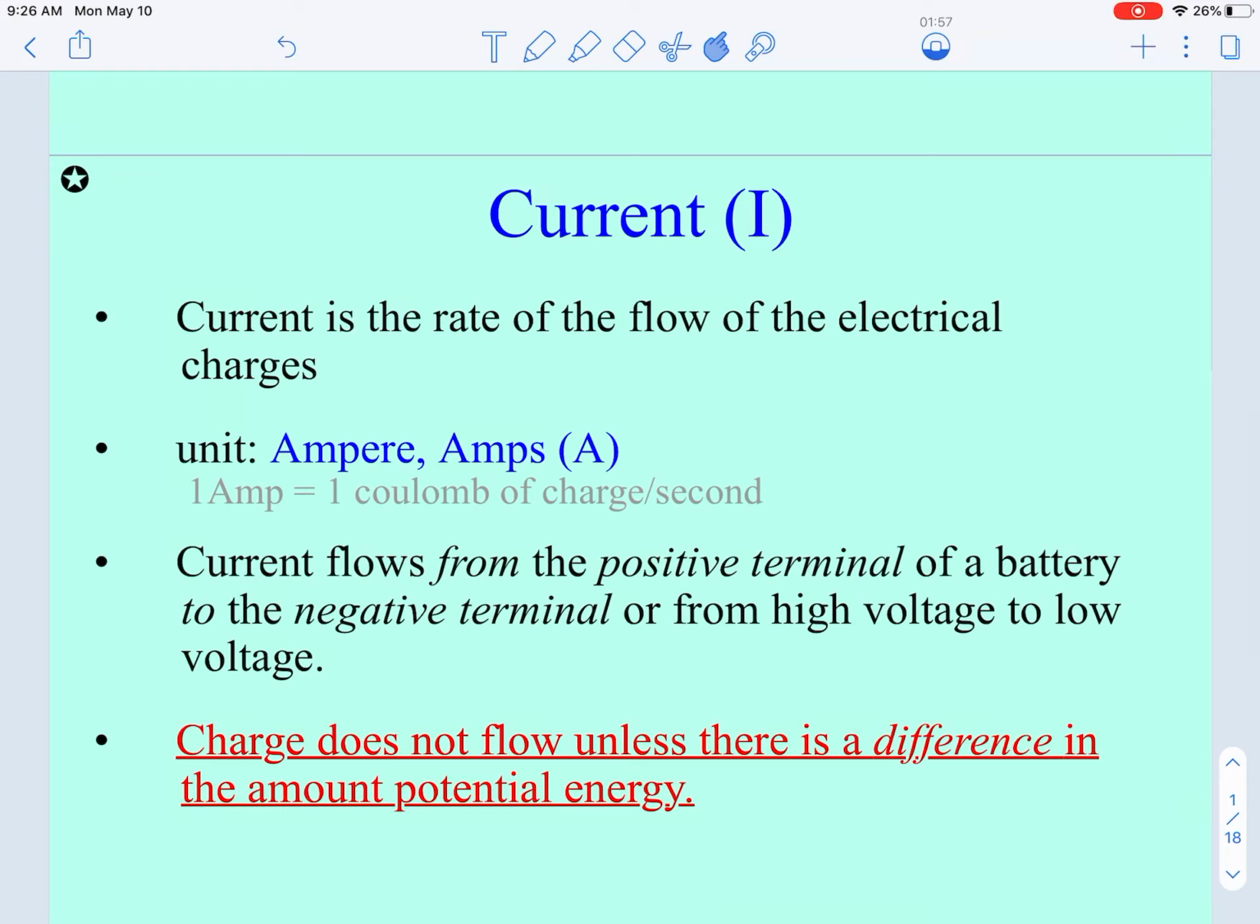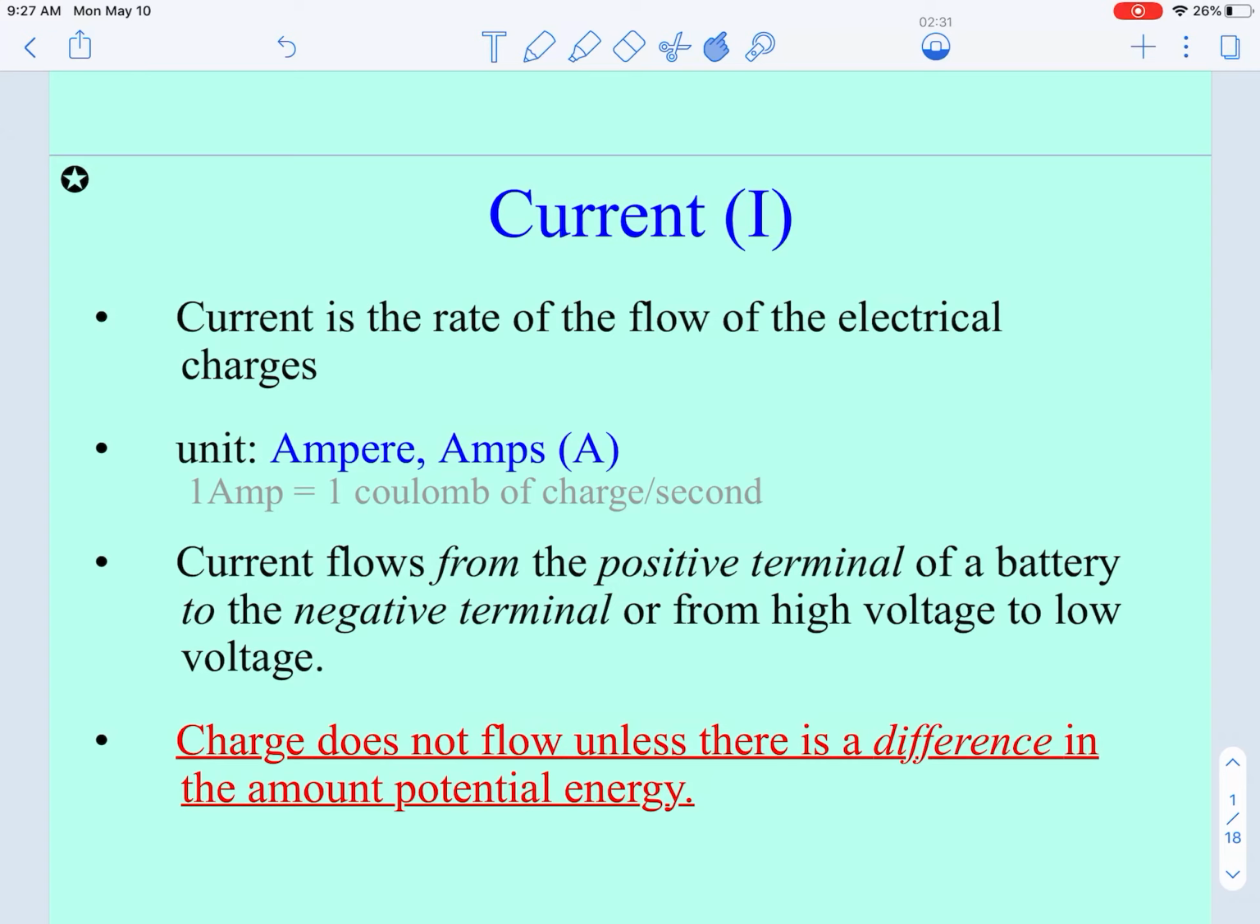It says here that current flows from the positive terminal of a battery to the negative terminal, or we can say that the current is going to flow from high voltage to low voltage. And again, as we progress through the lesson, you'll get more clarification as to what exactly this means. But for just a brief introductory statement, you need to understand that the electrons are going to move either because of the laws of attraction or repulsion, which is opposite charges attract and like charges repel.